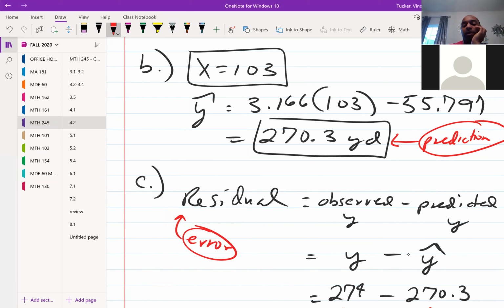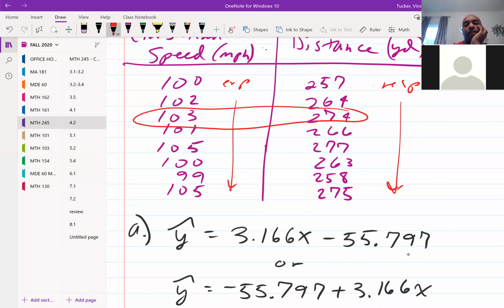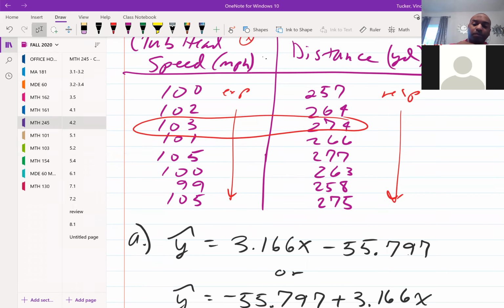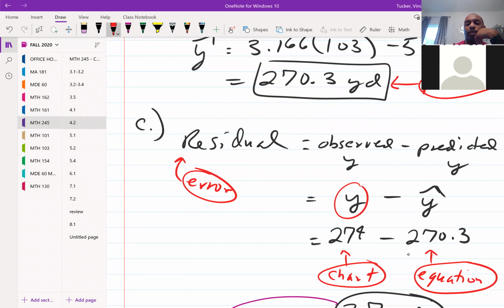You take your observed y and subtract the predicted y from it. So we have an observed 103 miles per hour in its result, which is right here. When the person actually hit it at 103 miles per hour, it went 274 yards. So we take the observed, which is 274 yards. Observed is just y, whereas your predicted is y hat. So you take your observed, which is 274, and subtract the 270.3.